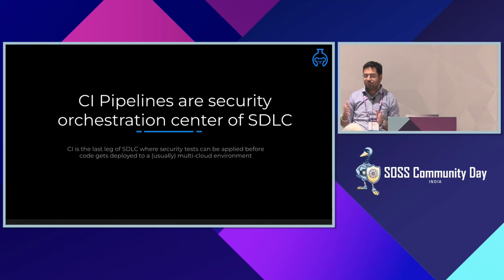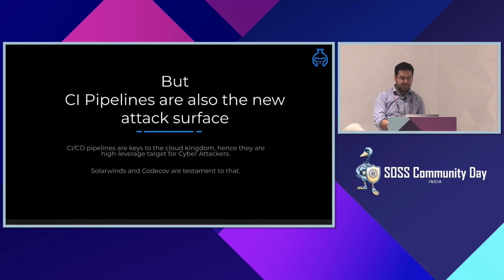You've been hearing a lot of talks today about security and securing open source. And for all of those who've been involved in the security space, you know that CI is the security orchestration center of the SDLC. So all your SAST scans, code scanning, secret scanning, that's where all of that happens. But what I would say is that CI has also become the new attack surface.